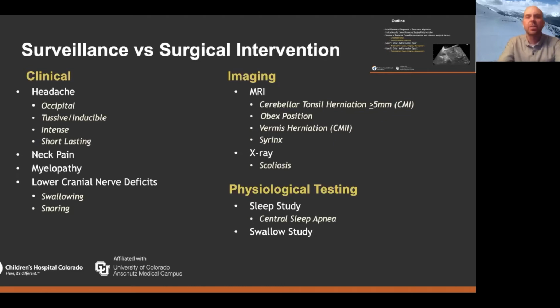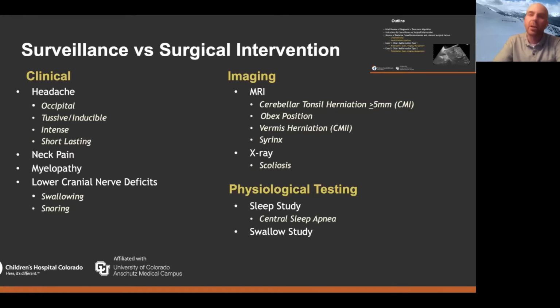So the classic clinical pieces when you're evaluating a patient for Chiari malformation are, headache is number one. So, is the headache occipitally located? Is the headache, as I mentioned before, a tussive headache? Is it an inducible headache? Is it an intense headache that comes on really strongly when you cough and then goes away really quickly? So intense, short lasting. Those are sort of your classic textbook headaches that can be treated by surgical decompression of a Chiari if a Chiari is present.